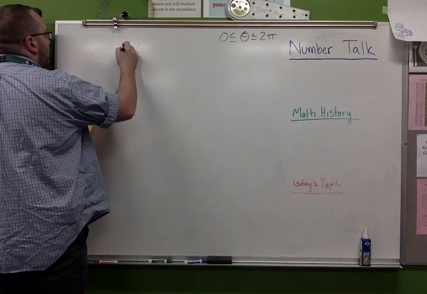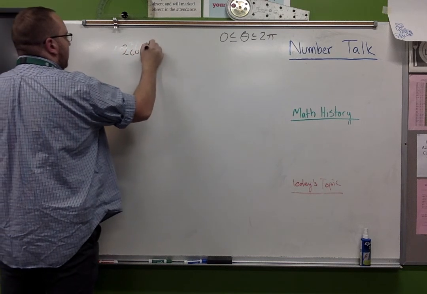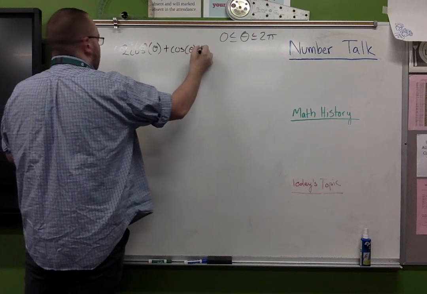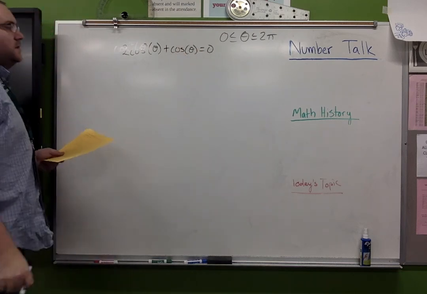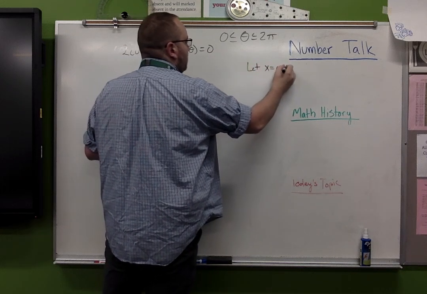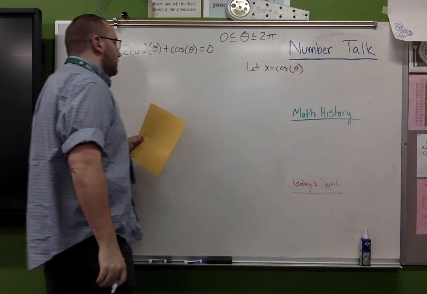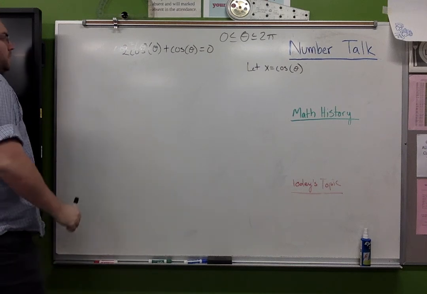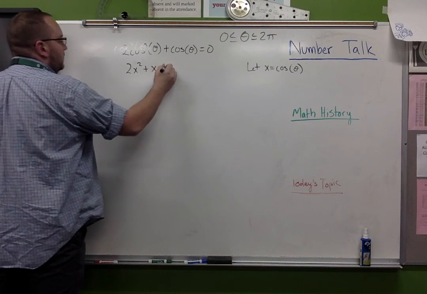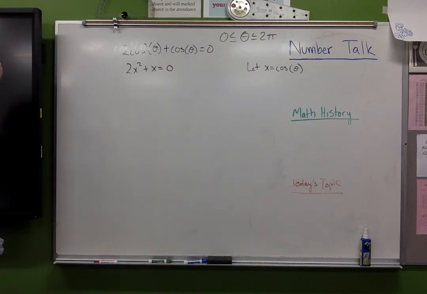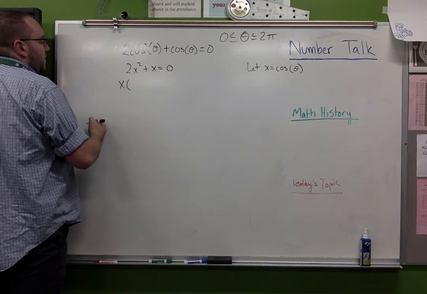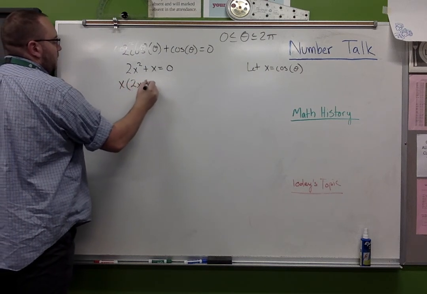We have 2 cosine squared of theta plus cosine of theta equals 0. It's already equal to 0 for us, so we're good there. We're going to let x equal the cosine of theta. So here, it's going to be 2x squared plus x equals 0. Factor out the common factor. They both have an x in them, so that's the greatest common factor. And we get 2x plus 1 left over.